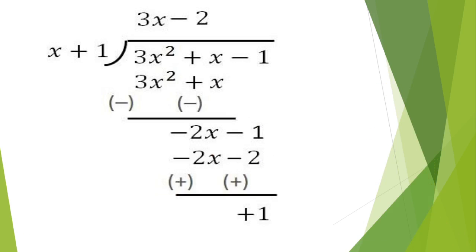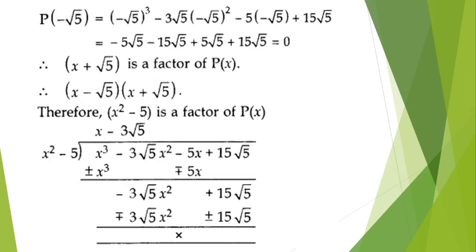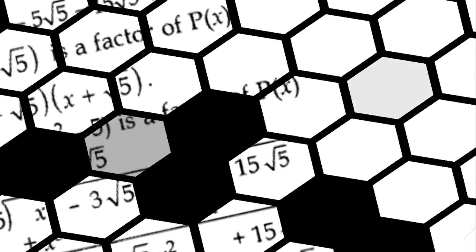So here we have a small example for the long division method. 3x square plus x minus 1 is the dividend, where x plus 1 is the divisor. So here we are applying the long division method. The remainder is 1 and the quotient is 3x minus 2. And also we can take some examples, so we can find any number of zeros. Sometimes the examiner may ask for 4 zeros or 3 zeros or 2 zeros. So we can use the long division method.